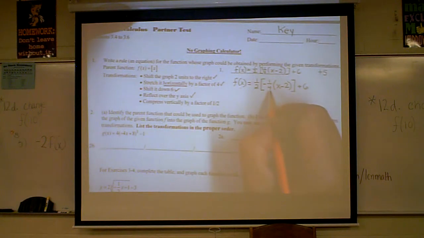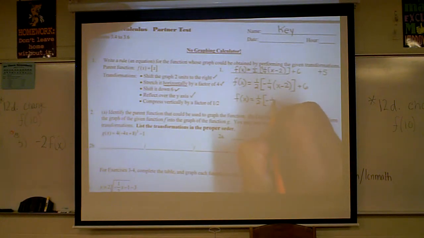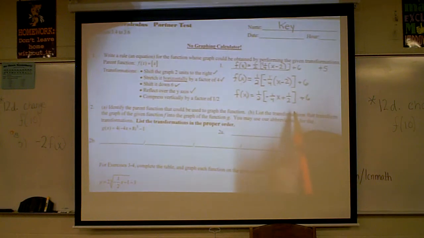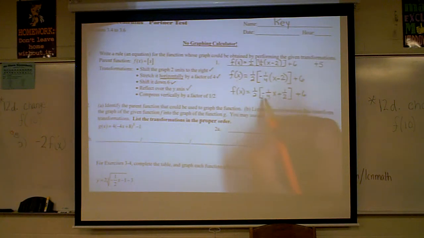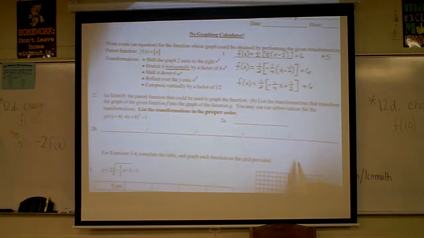Now, you could also write this answer if you distribute this negative 1/4. You could also, for full credit, have 1/2 and negative 1/4 x, and then a 4 times 2, which is going to be a positive. A negative times a negative is a positive. This is going to reduce to 1/2, and then plus 6. So I accepted either answer. Some students wrote this answer, and some left it like that. That is correct.